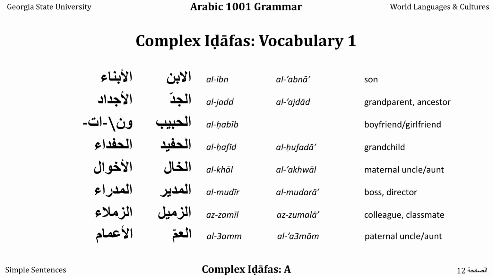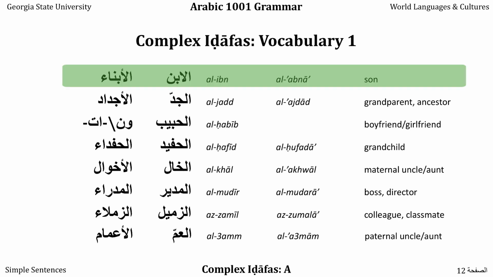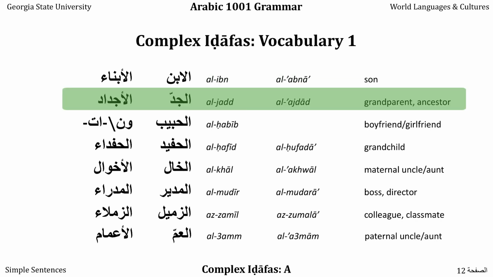Here's some vocabulary relating to family for you. An ibn is a son. Walad is another word for son. They're pretty interchangeable. The plural is al-abna. Al-jed is a grandparent. Jedda would be grandmother. Jed, grandfather. Al-ajdad can mean grandparents or ancestors.